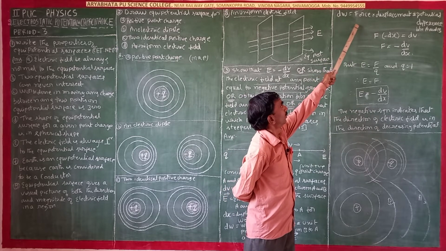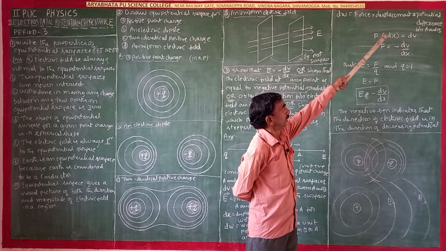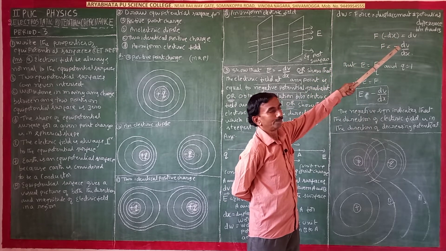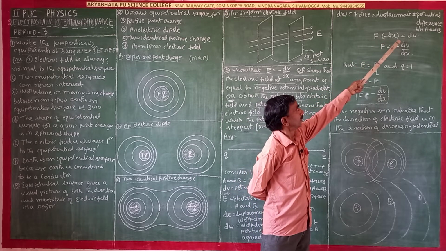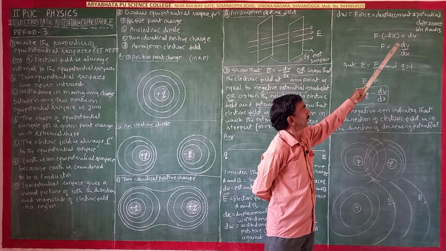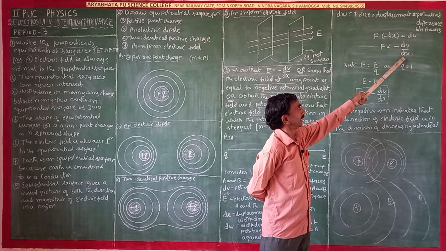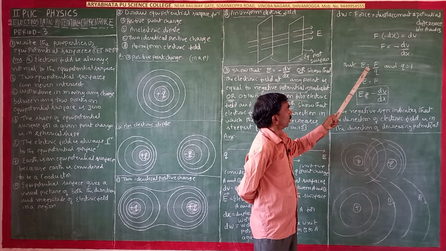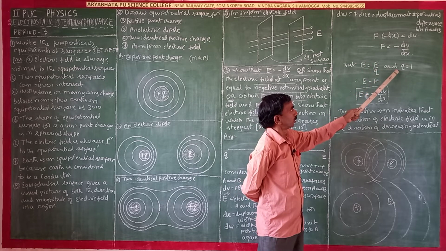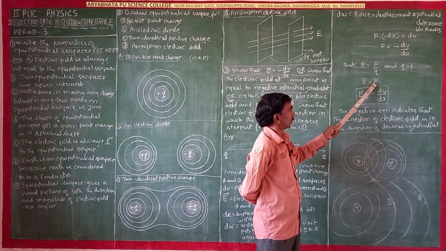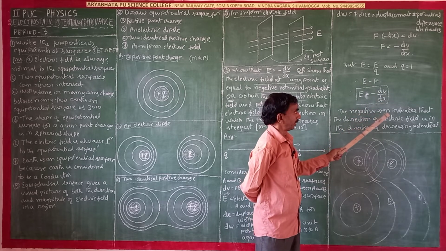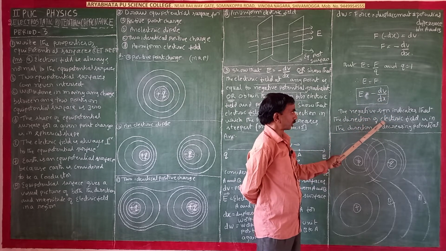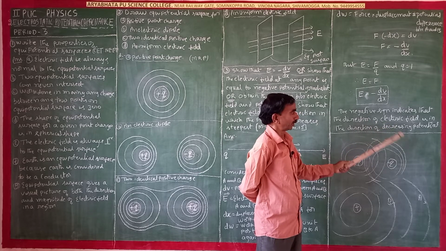So dW, force into displacement, is equal to the potential difference between A and B. F into minus dx is equal to dV, and F is equal to minus dV by dx. E is equal to F by Q and Q is equal to 1, so E is equal to F. Therefore E is equal to minus dV by dx. The negative sign indicates that the direction of the electric field is in the direction of decreasing potential.